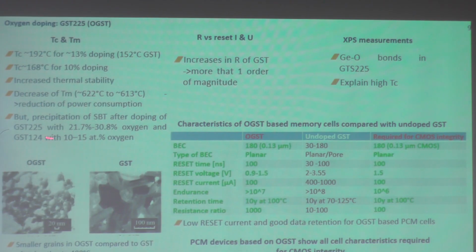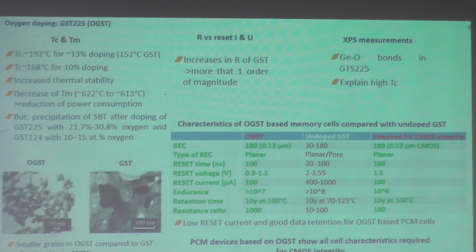But the problem here is the precipitation of a secondary phase, like antimony telluride. If the doping of oxygen in GST exceeds a value between 20 and 30%, or between 10 and 15%, then you already have some precipitates. Also oxygen doping impacts the overall resistance. It increases by more than 1 order of magnitude.